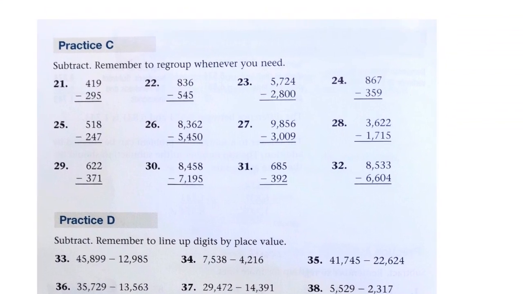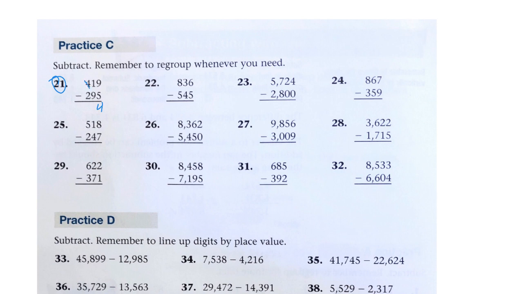We have a practice C this time as well. Subtract. Remember to regroup whenever you need. So for 21,419 minus 295. 9 minus 5. We can do that. 5 taken from 9 leaves us with 4. Oh, 9. We can't take 9 from 1.